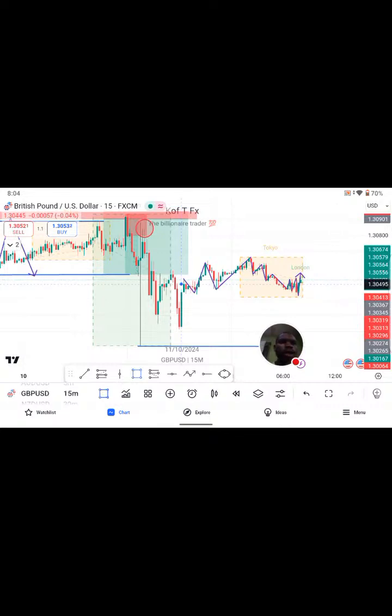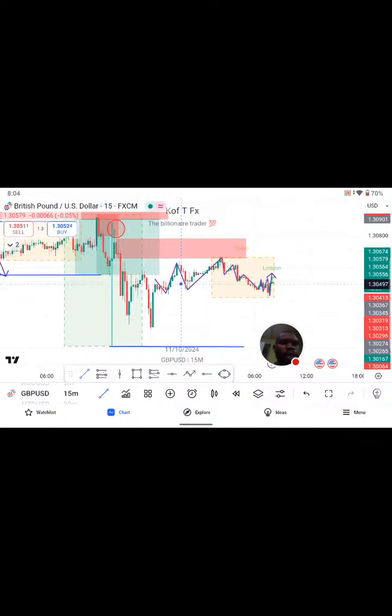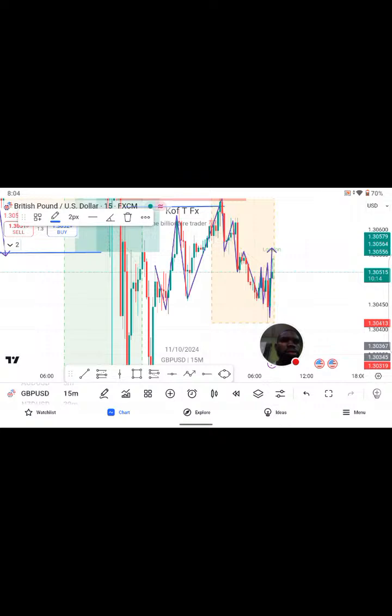So yeah, this is the POI. As you can see, price has already mitigated that POI. And why do I consider that to be the POI? We have this inducement before it, which needs to be taken out, and we have FVG as well, for that supply zone or order block.